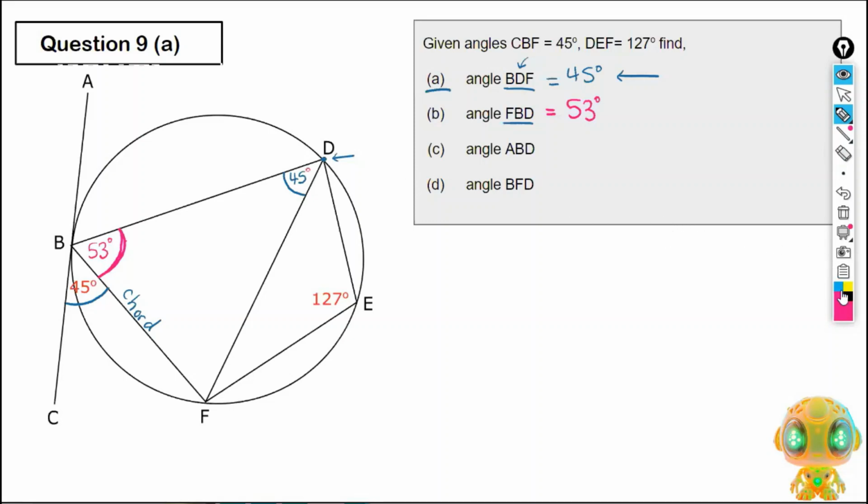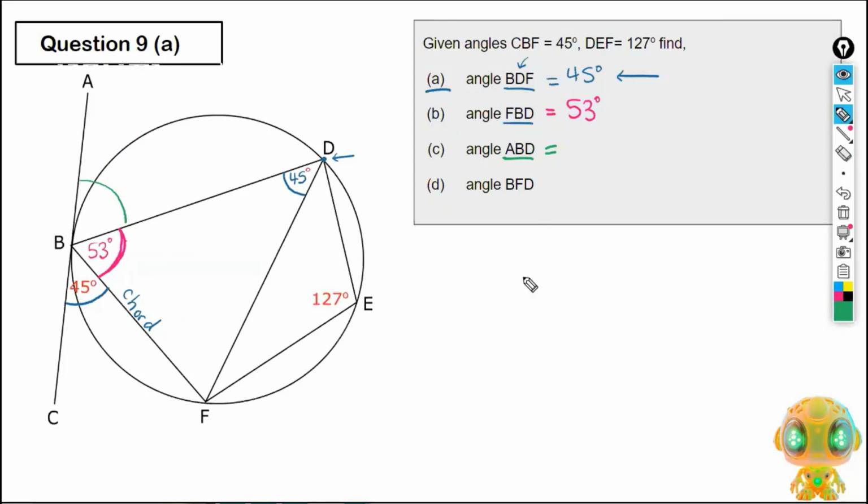The next one, angle ABD, in a different color, green. Where's A? This one is super easy. Isn't ABC a straight line? So if here's 45, here's 53, how much again do we need to make 180? Because a straight line is 180. So you just add the 45 and the 53, and minus it from 180.